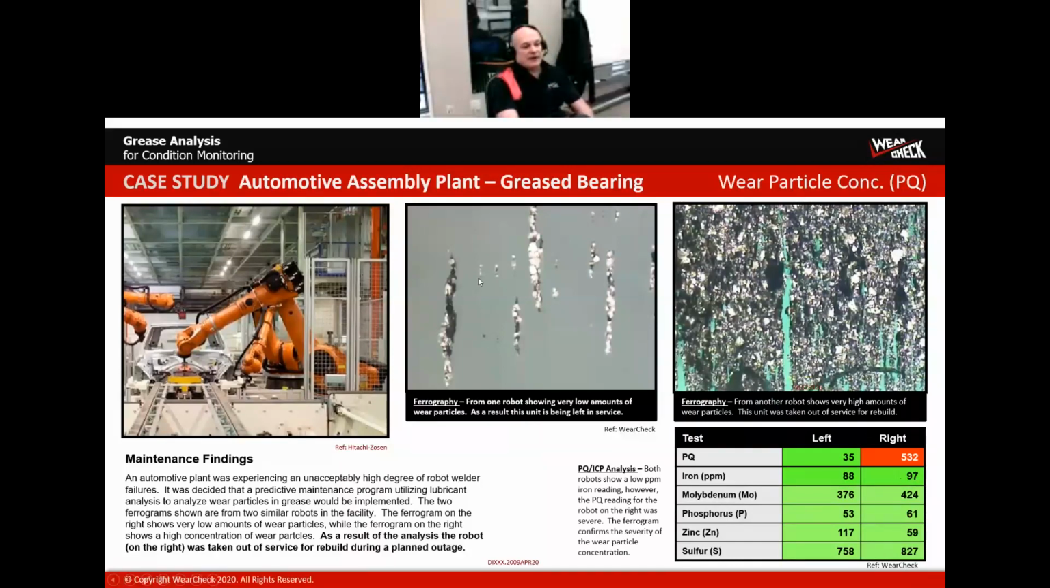But when you did the ferrogram, the low PQ sample, you can see there are some wear particles. Most of them look laminar from rolling contact fatigue, but you can see the significant difference of the higher PQ sample. So this again is really a good indication that a wear particle concentration test like a PQ is a good way of screening samples for upgrading them to more advanced wear particle analysis testing like analytical ferrography.